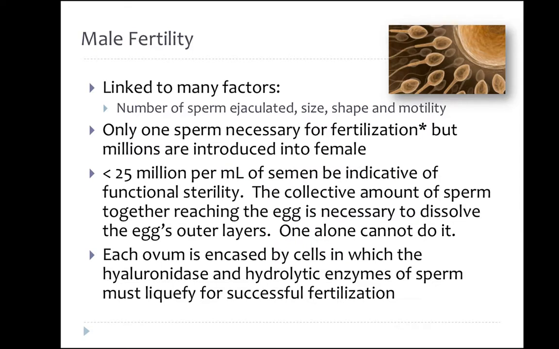Although only one sperm is necessary for fertilization, millions will be introduced into the female. A number of 25 million per ml is actually a really small number for sperm in semen. What we are looking for sperm to be viable is counts up in the range of 300 million per milliliter. So 25 million is actually a very low number.